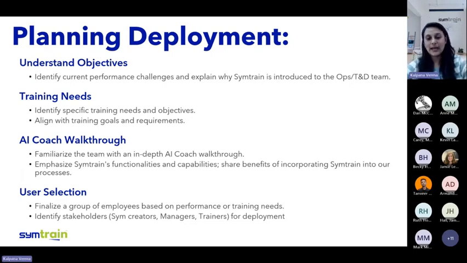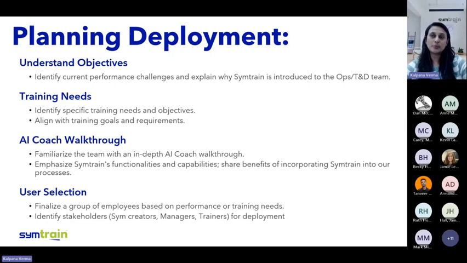Okay, and last on the planning part is user selection. Now, as we have been discussing, as part of the planning, and as part of your deployment, you would want to know who exactly you are targeting. Are you targeting trainees? Do you want to improve a specific tenured group of agents' performance, or what exactly are you looking for? Tenured people who want to improve the performance? Are you looking for maybe an average performer who wants to improve?